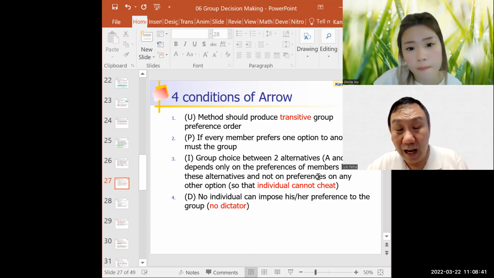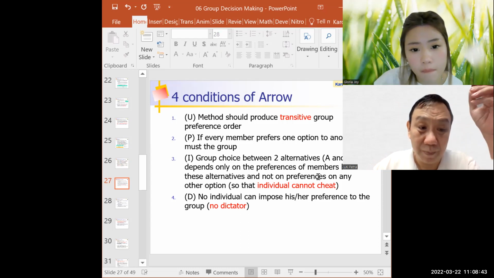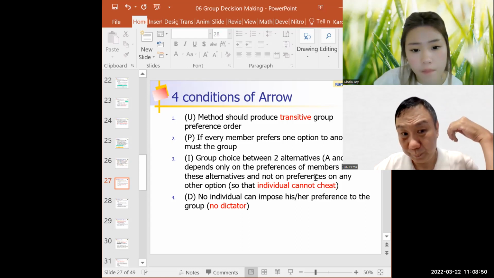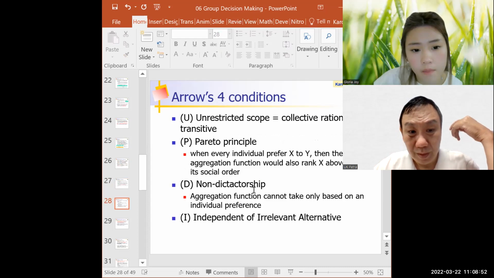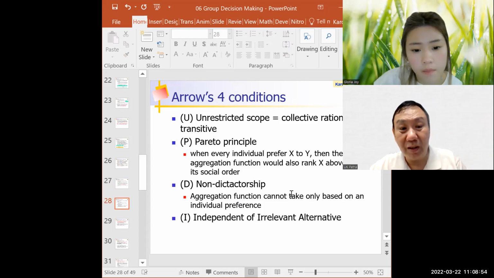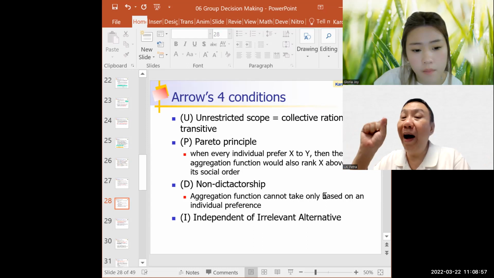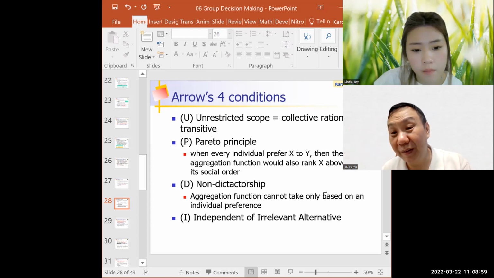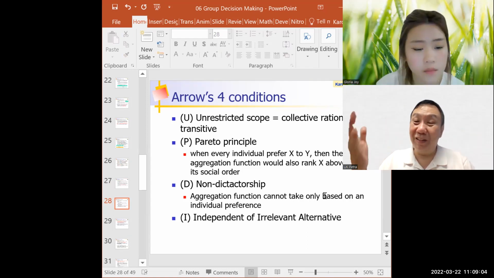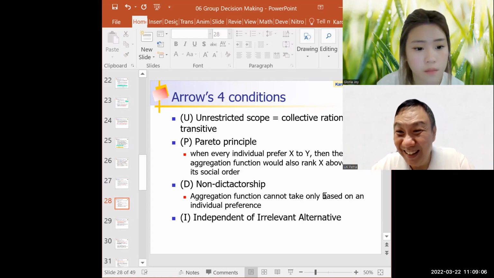The last condition is no dictatorship. No individual can impose his or her preference on the group. So the aggregation function cannot be based on only one individual's preference. A dictator means he or she always wins, right? So the group will always lose. That is not allowed.